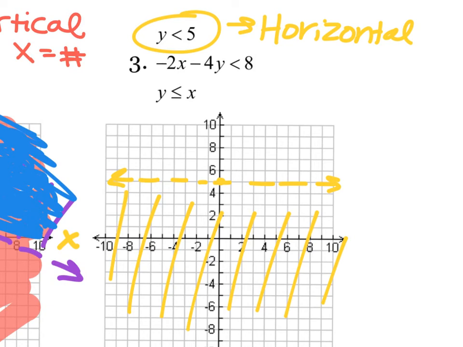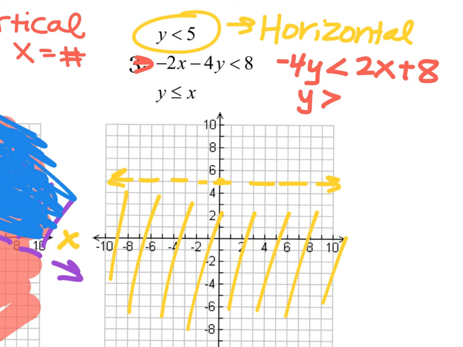Perfect. Next one, let's go with this guy. Now, this one is kind of fun. We have to get y by itself. So I have negative 4y is less than 2x plus 8. Divide everything by negative 4, which means I have to flip the sign. So I'm going to have negative 1/2 x minus 2. Because when I divide by 4, guys, 2 over 4 is 1/2. Got a negative. So this is the line that I need to graph. Negative 2 is my y-intercept, and I'm going to go down 1, right 2. Down 1, right 2.